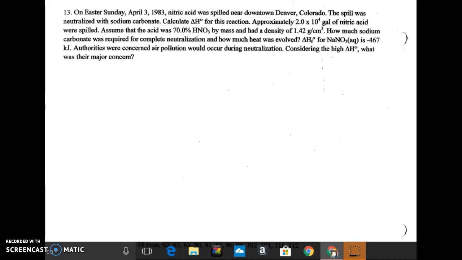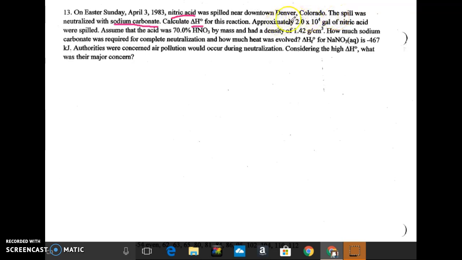Okay, this problem combines a couple different concepts. So we read over the problem. On Easter Sunday, April 3rd, nitric acid was spilled near downtown Denver, Colorado. So this is based on a true reality, something that really did happen. And then the spill was neutralized with sodium carbonate. So we're going to calculate the delta H for this reaction. That's what we need to find.